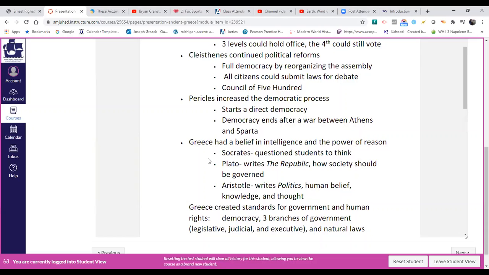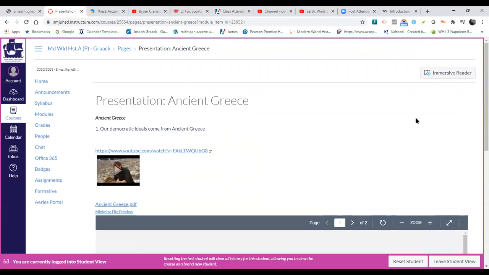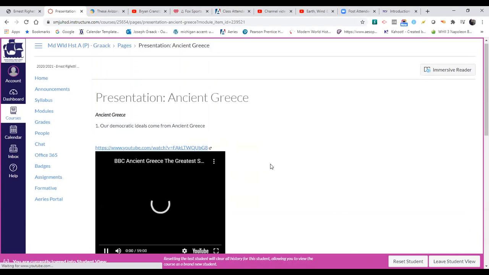The president is the executive branch. The Senate and the House of Representatives, what we call Congress, is the legislative branch, and then the Supreme Court is the judicial branch. And then also, Greece is important for this idea of natural laws, that when humans are born, there is a law of nature, a law giving them basically the right to life.